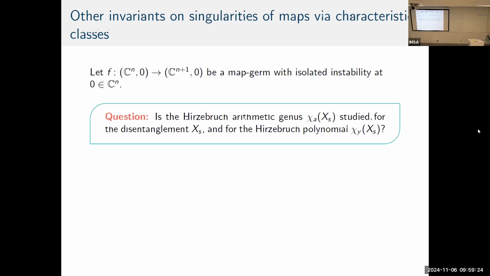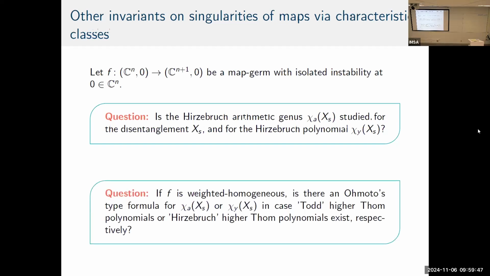That makes sense. So the thing is, I was discussing with Lily that it seems these invariants are not studied for the disentanglement, because the people working in this topic are maybe a bit not connected with this invariance ability and characteristic classes. So this will be our first question.